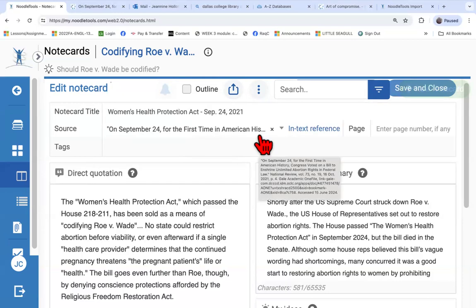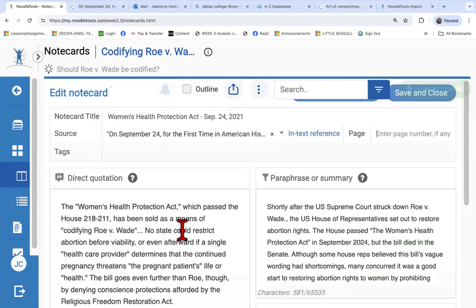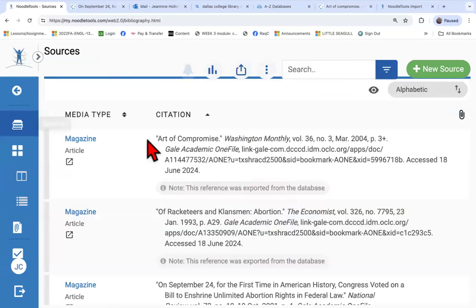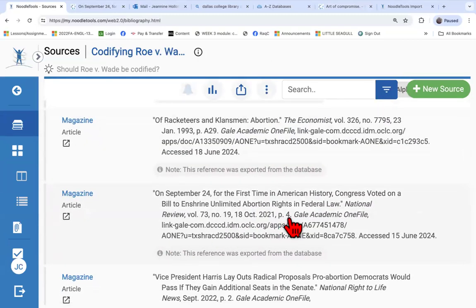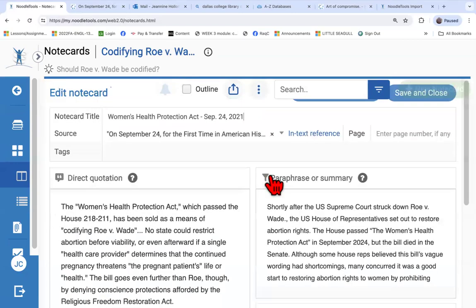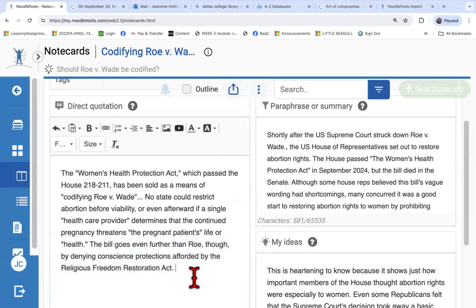Okay, now that's okay. We can also put the page number that this quote is found on. So let's go back over to our sources and see if there's more than one page number. And you'll notice there's only one. It's 4. Okay, so let's go back over here. Go back to the card. And we can put 4 there. But this is what I would prefer to do. I would prefer to go ahead and put it in here.